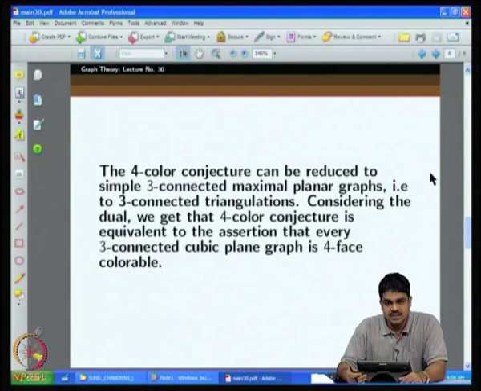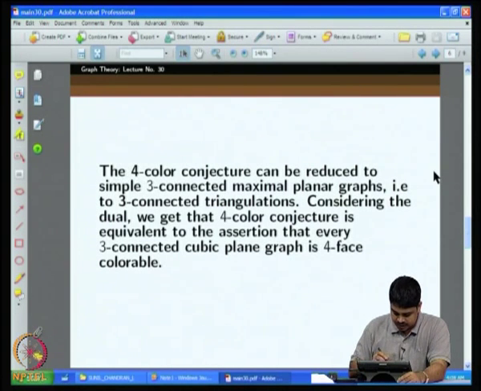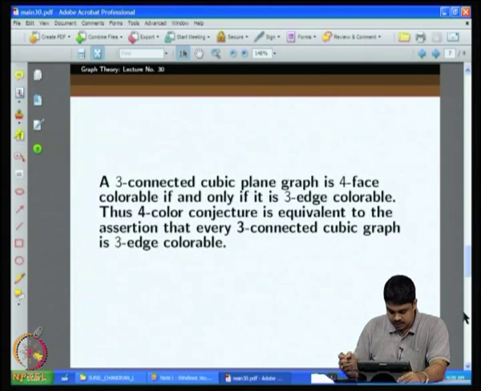And the dual, what is the description of the dual? The dual is just a three connected cubic plane graph. Cubic because of the triangulation, three connected because the original is three connected. So we just have to prove that three connected cubic plane graphs are four face colorable. Now, the next statement is interesting.